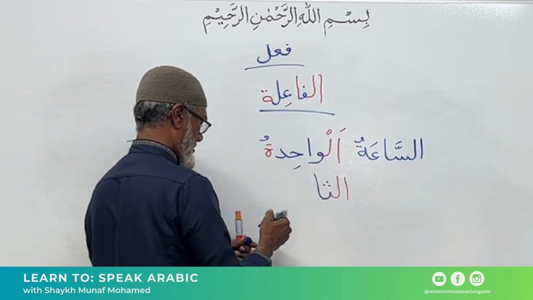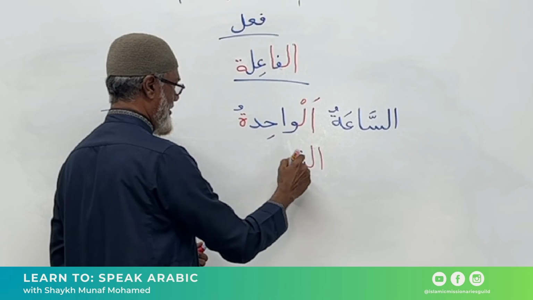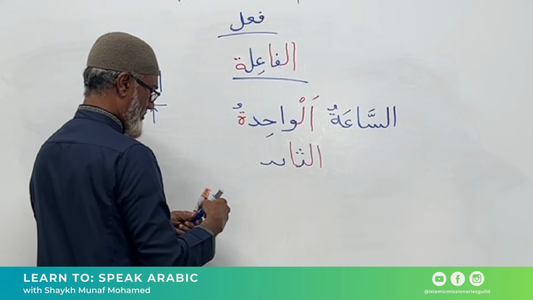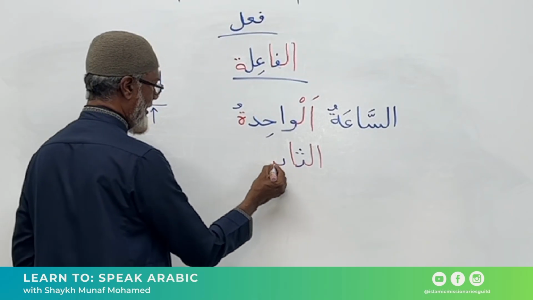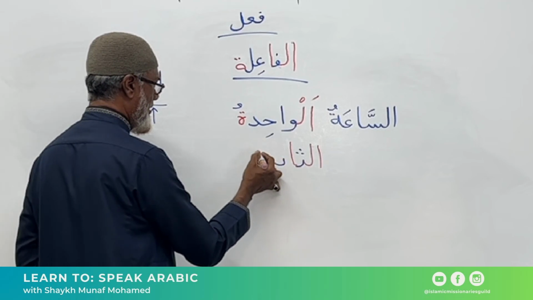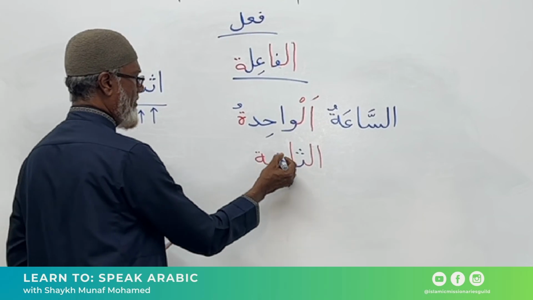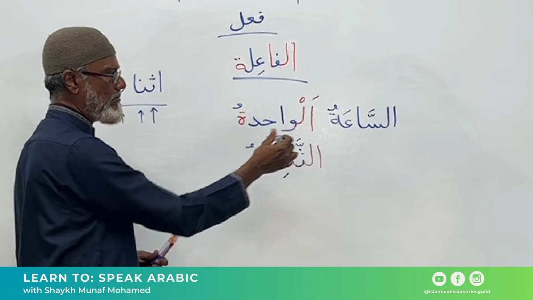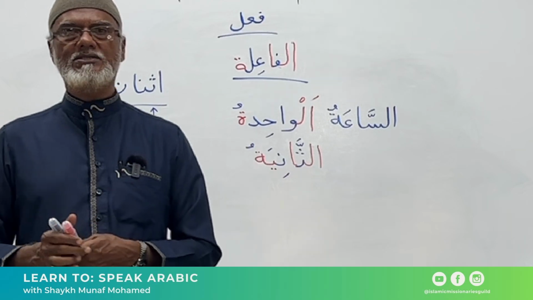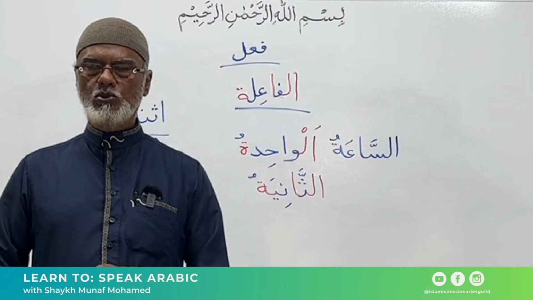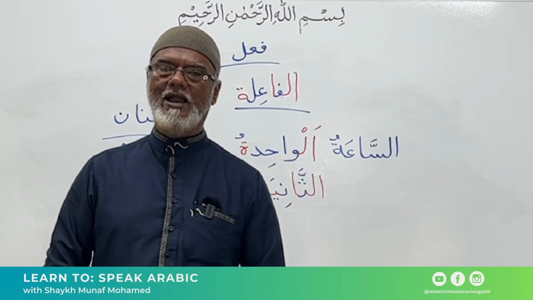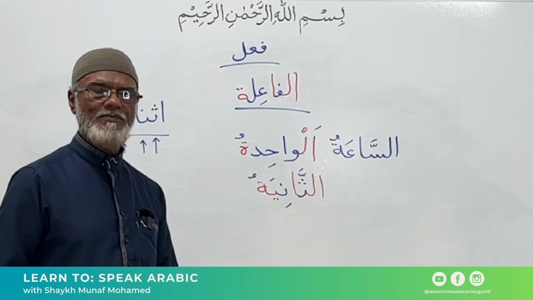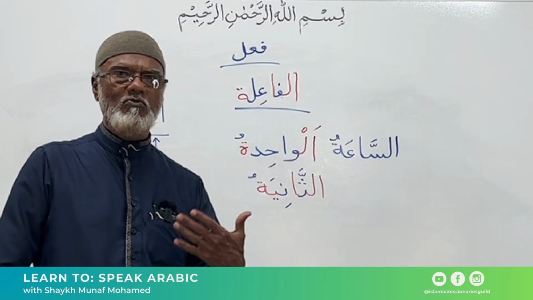Right? Ni, and there's a ya here. So I should write this in red. Ya and then the ta. So it is athaniyatu. As-sa'atu athaniyatu means 2 o'clock. As-sa'atu athaniya. Okay? And then you move on to 3.